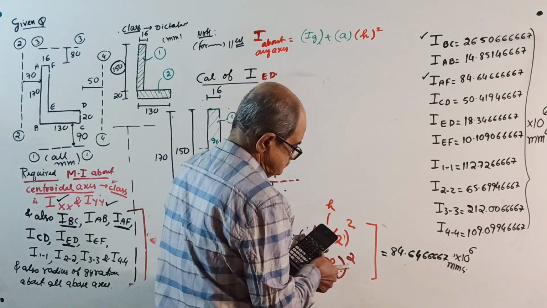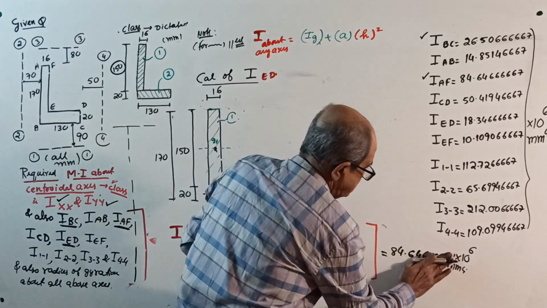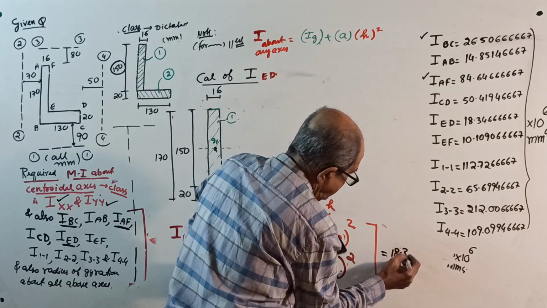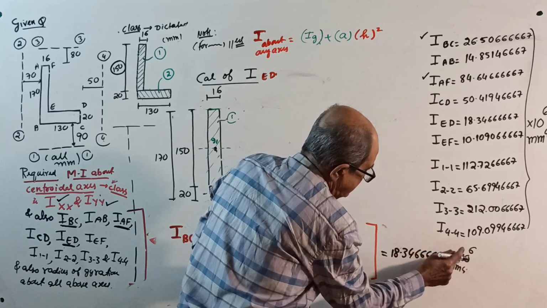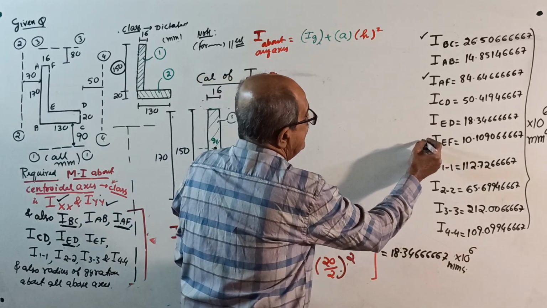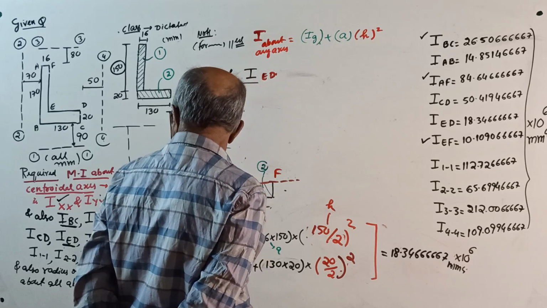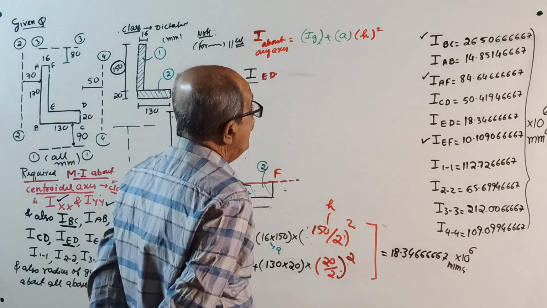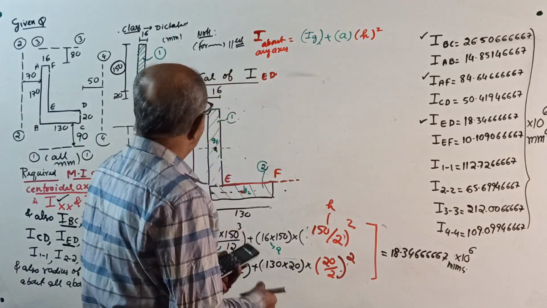18.34, answer. I am not looking there. 18.34. 66667 into 10 to the power 6 millimeter power 4. Which one? EF. Yes, see, EF. Why did I put ED first there? ED, okay. CD, ED. Oh, no, ED here. ED. Okay, correct. Tallied answer.